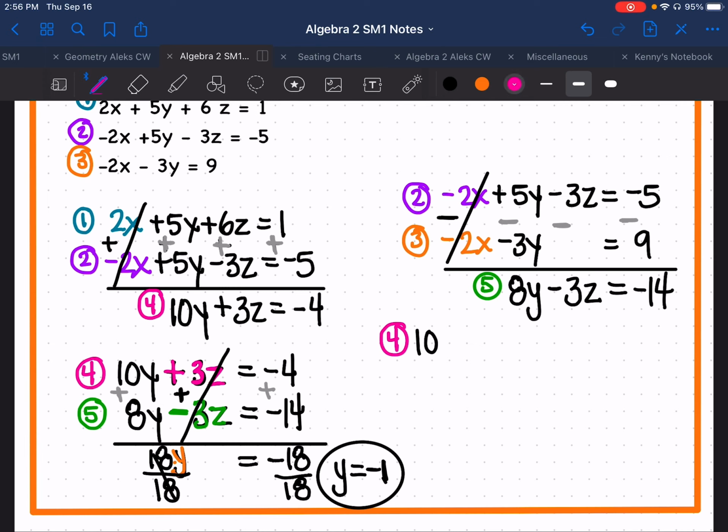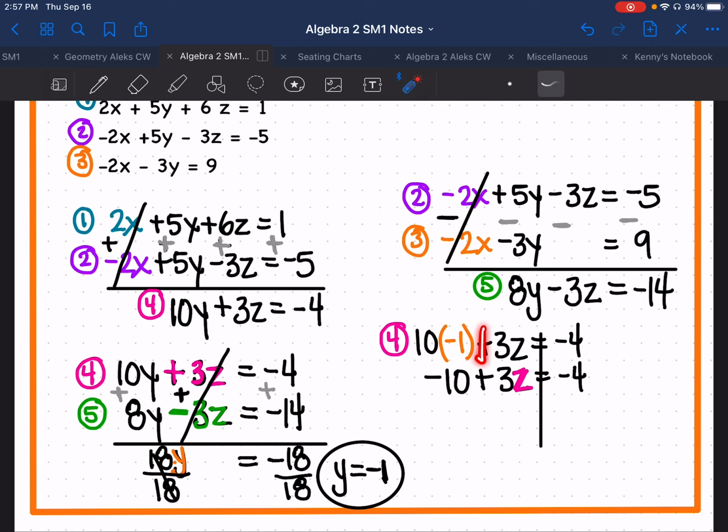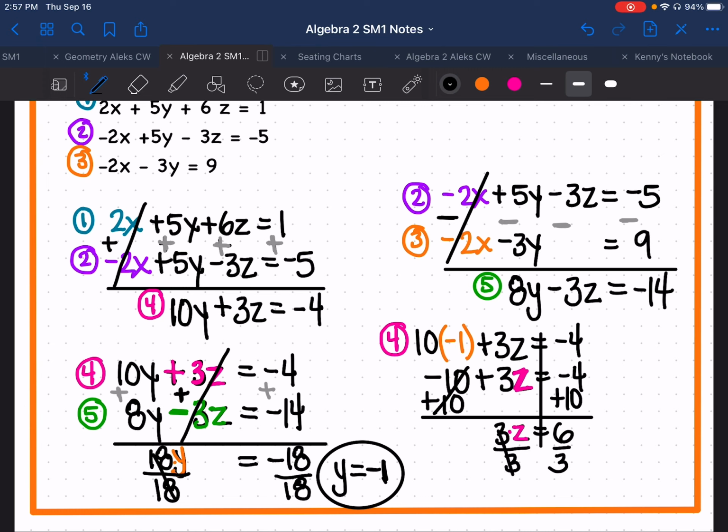All right, so 10, but I'm going to change the y to -1, plus 3z equals -4. Well, 10 times -1 is, of course, -10. Okay, let's see. We're solving for z. Let me remind myself that we're solving for z. So let's get rid of that addition, but be careful. We're adding a negative. So it's really the negative that we want to get rid of. So we're going to go ahead and add 10 to the other side. -4 plus 10 would give me +6. Remember, whenever you have a number in front of a variable like 3z, there's multiplication hiding there, which simply means we must divide to solve. Here is my second answer, z equals 2.